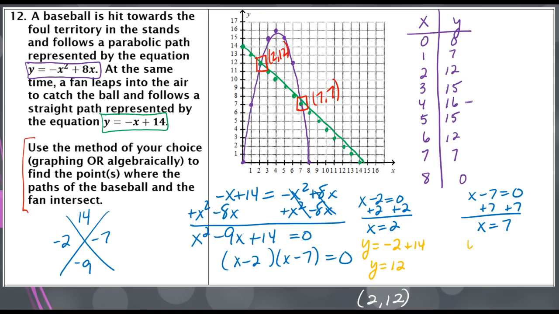And then I'm going to do the same thing here. Negative x plus 14, with x equal to 7. So I would have y equals 7. So my other solution is the point 7, 7. And I want to point out that this ordered pair right here is the same as this ordered pair, and this ordered pair right here is the same as this ordered pair. So regardless of how you chose to solve this system of equations, you should get the same solution.